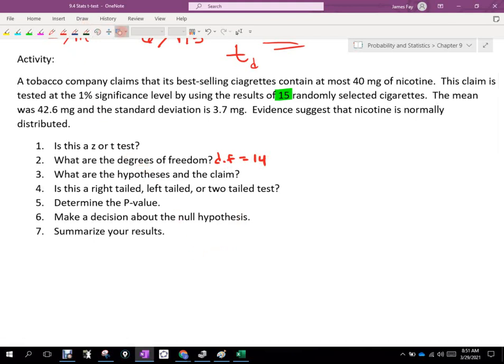All right, let's determine the hypotheses. So we're going to go H sub 0 and H sub 1. Okay? So the tobacco company claims that its best-selling cigarettes contain at most 40 milligrams of nicotine. What does at most mean? Say again? That's the highest it can get. Okay? So for at most, you're not going to have one over 40. Okay? So how can I phrase that with an inequality if mu has to come first? Should be less than or equal to.